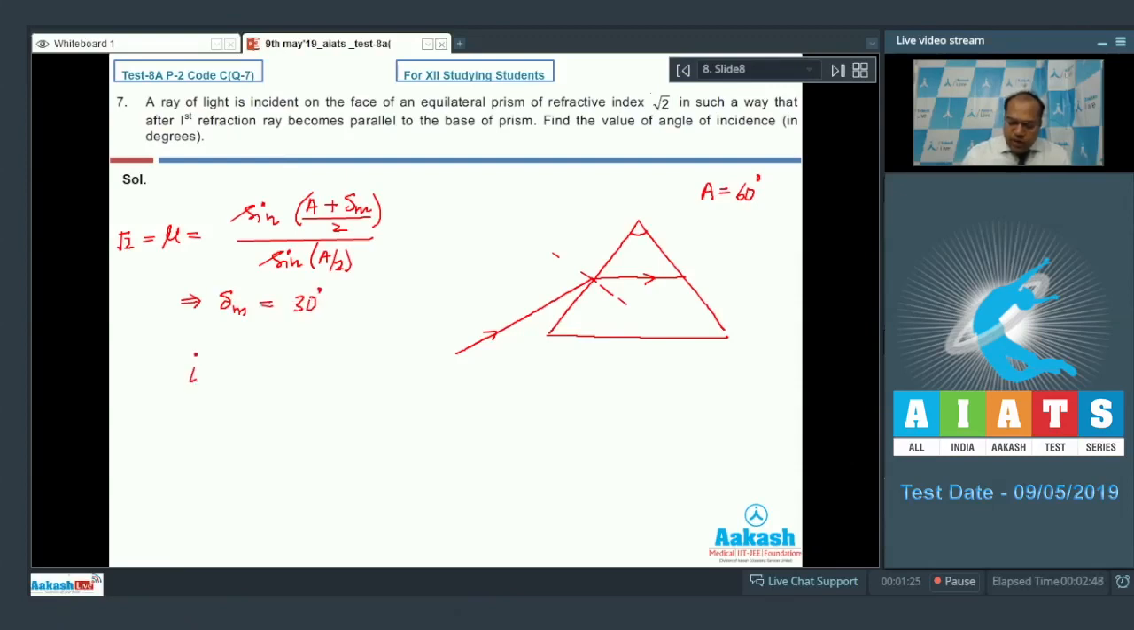So the value of i, that is the angle of incidence, is (A plus delta m) by 2. So (60 plus 30) by 2, in degrees, comes out to be 45 degrees. So the correct answer for question number 7 is 45. Let's move to question number 8.